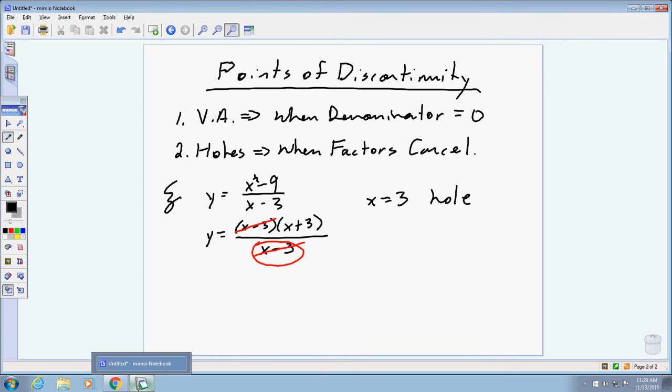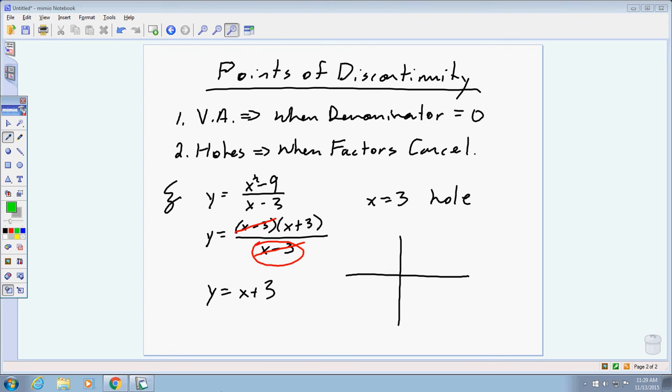Now when you go to graph this, if I quickly throw a graph up so you can see, we really have the equation y equals x plus 3 that we can graph. Have we ever seen y equals x plus 3 graphed before? In grade 9, mx plus b. So if I plot this, there's my y-intercept at 3. I'm going to go up 1 and over 1. So I've got a line something like this.